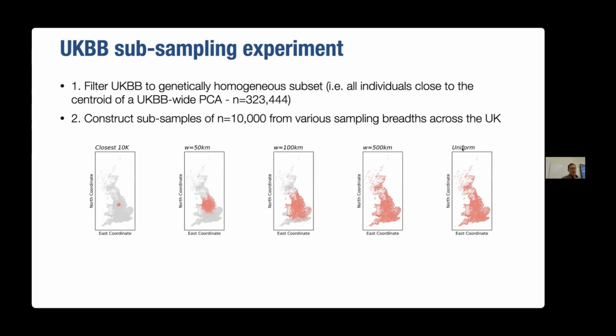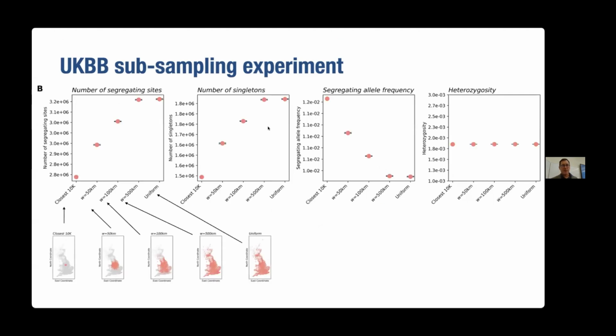But in this version, we take a sampling center, like a location in the center of the UK, and we take broader and broader samplings going out from there. Always subsampling 10,000 individuals. So 10,000 individuals chosen in very different ways, what's going to happen to our discoveries?